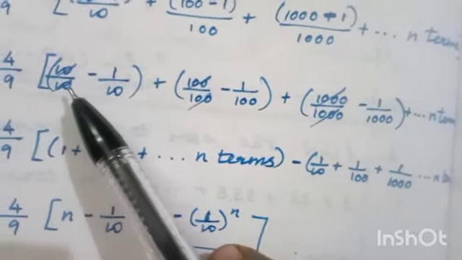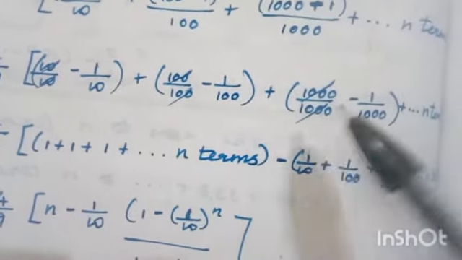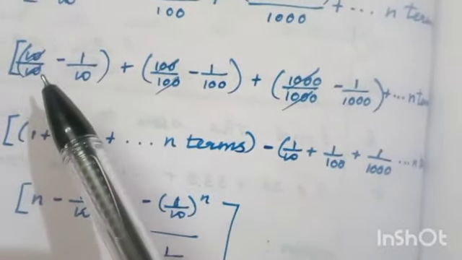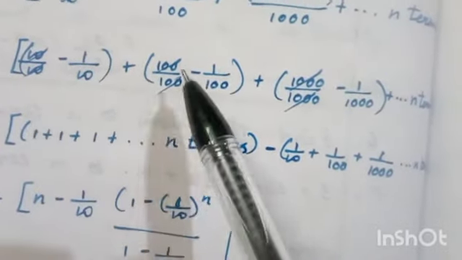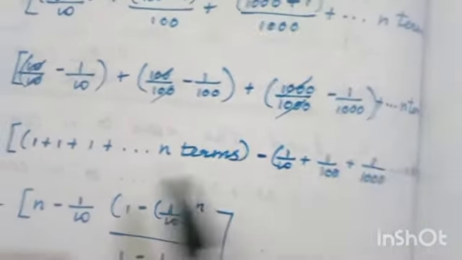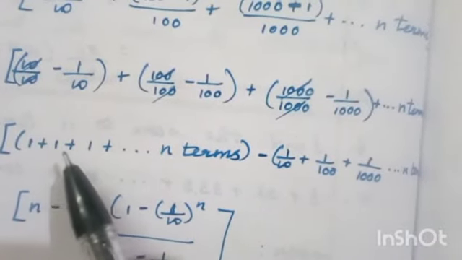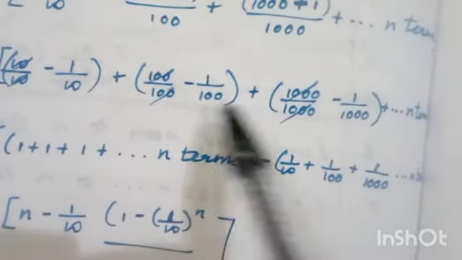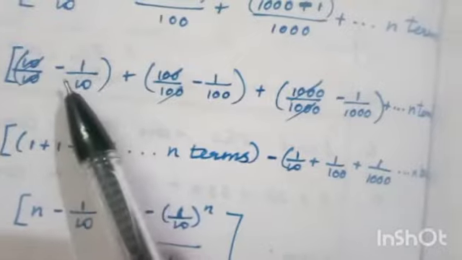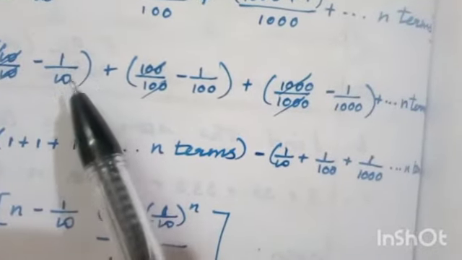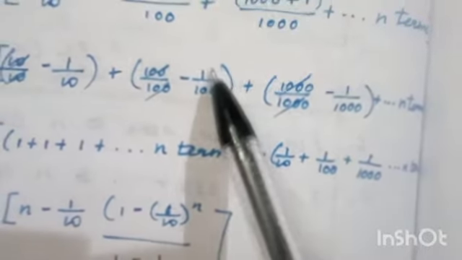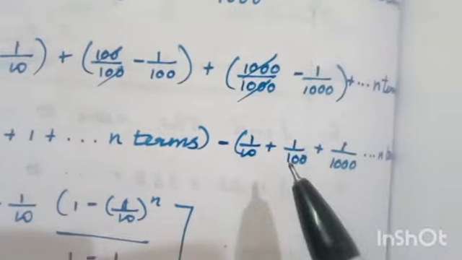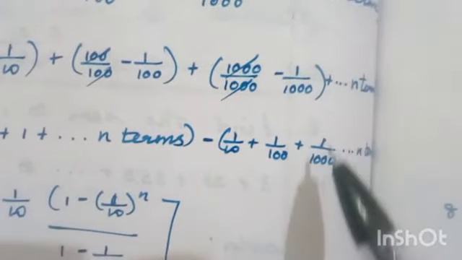Here the same number divided by the same number gives 1, 1, 1. So here we have a combination of positive and negative terms, so we have to make a group. After simplification, we get 1, 1, 1 etc. up to n terms. So you make a group, that is 1 plus 1 plus 1 up to n terms. Minus, the second terms are all minus, so minus is taken outside, and inside the bracket we have 1 by 10 plus 1 by 100 plus 1 by 1000 etc. to n terms.